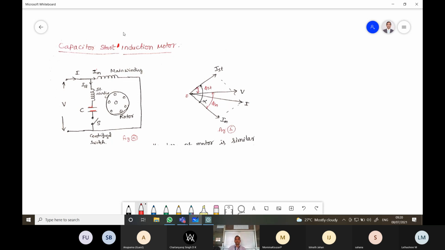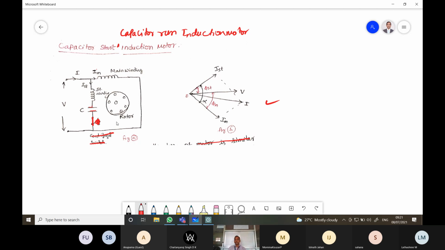Capacitor start, capacitor run induction motor. In this case, the centrifugal switch is not present. In the capacitor start and capacitor run induction motor, the circuit diagram is the same as the previous one. The only thing is that the centrifugal switch is not present in this type of motor. The vector diagram is also the same as the previous one. So there is no change in the vector diagram.